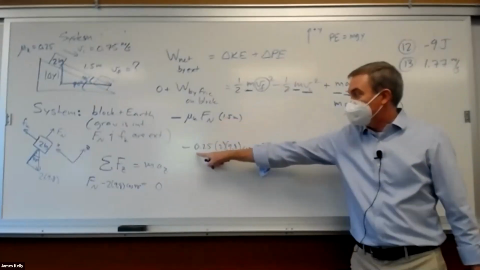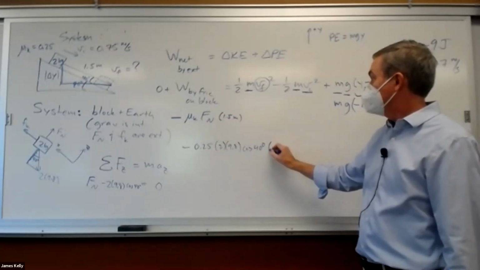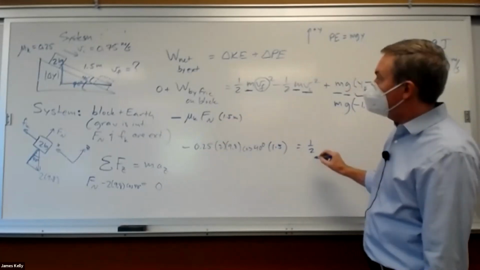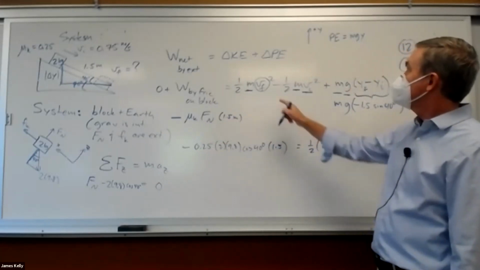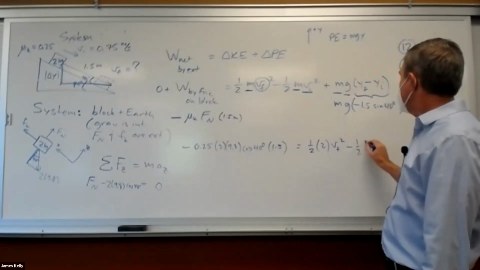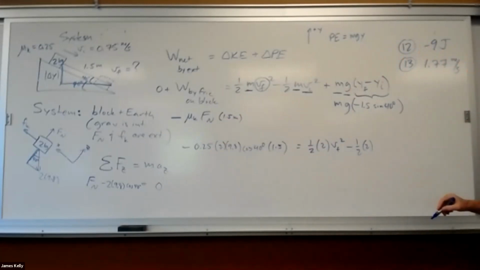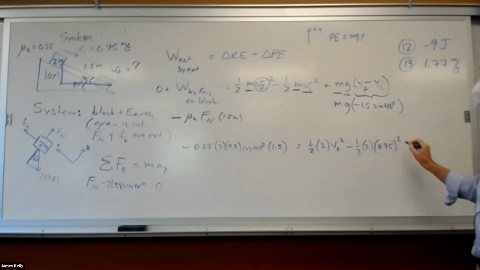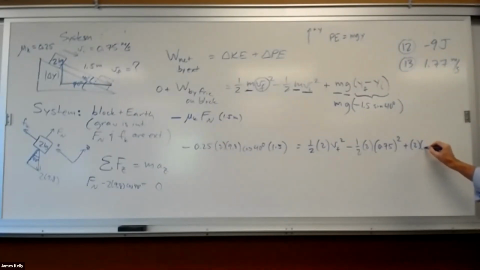And then that was just the magnitude of the force, then we got to multiply by the distance, the 1.5 meters. That's equal to 1/2 times m, that's 2 in this case, times v final squared, minus 1/2 times 2 times v initial squared, and that was 0.75. It's being squared there. Plus m, that's 2, times g, that's 9.8, times minus 1.5 sine 40 degrees.